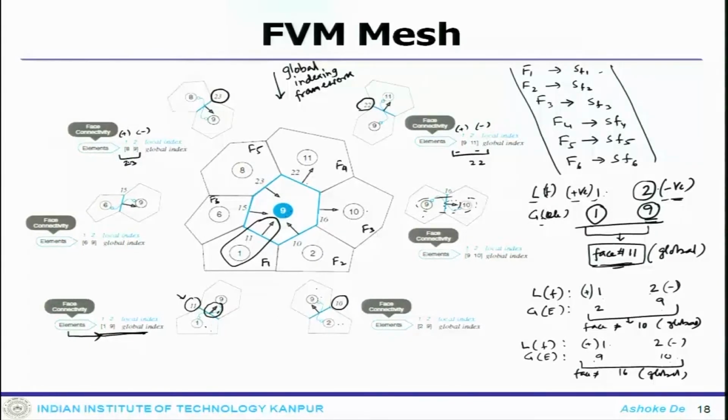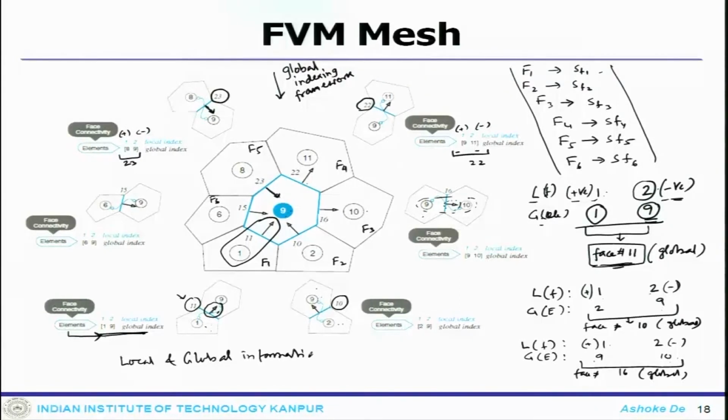So, based on the global face number 23, it has the information of element numbers 8 and 9. For 8, local face indexing is 1, that means it is positive. So, if you look at 8 here, things are going outward, which is positive. For 9 it is 2, negative, that means it is coming inward. Similarly, it is between 6 and 9. So, if you see this, it gives you a clear picture of how you store these local and global information.